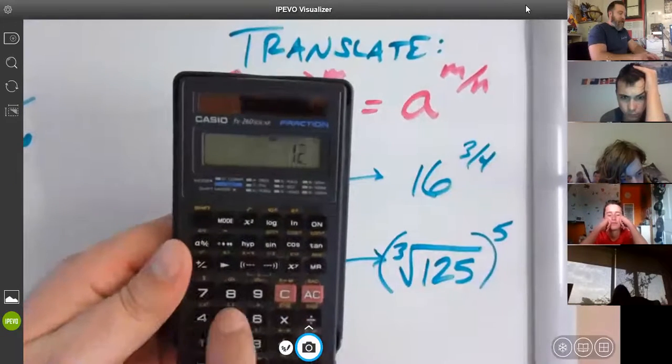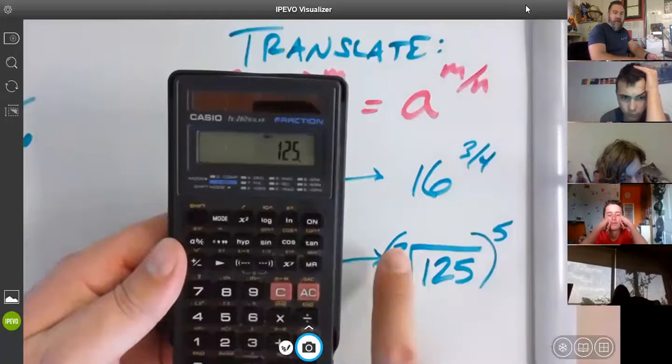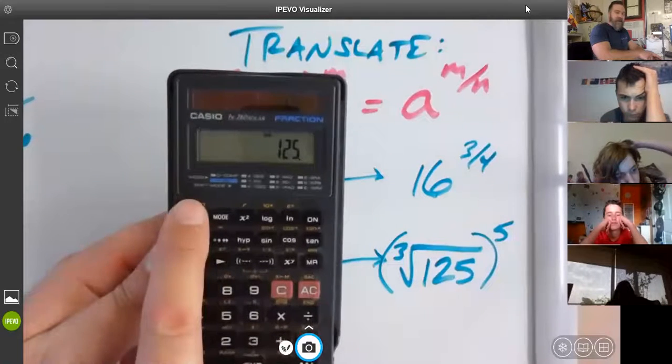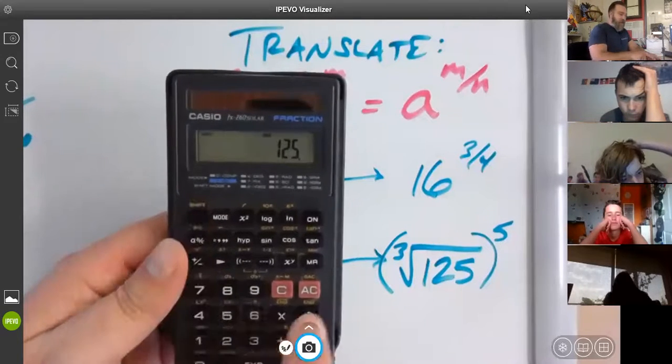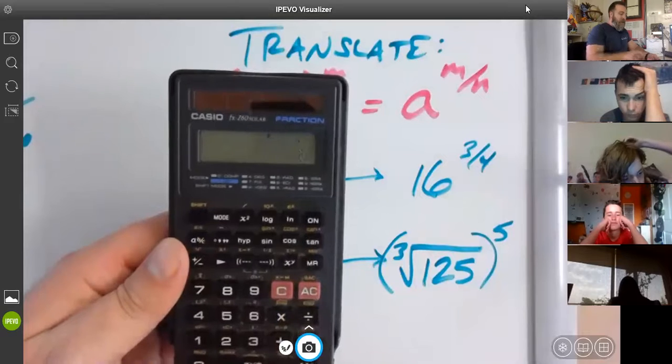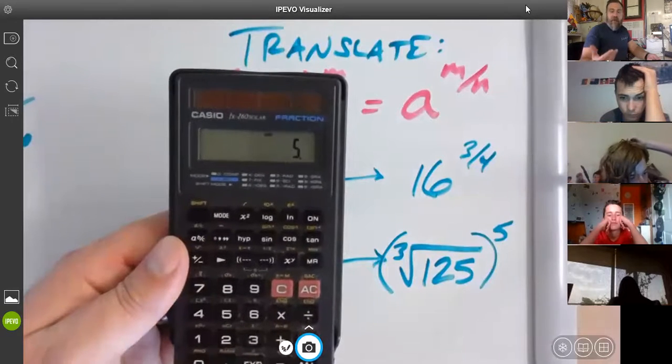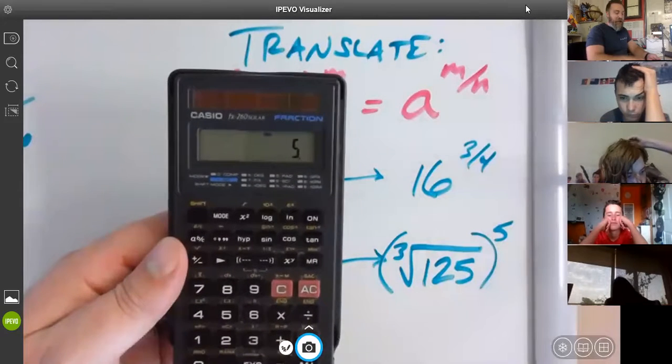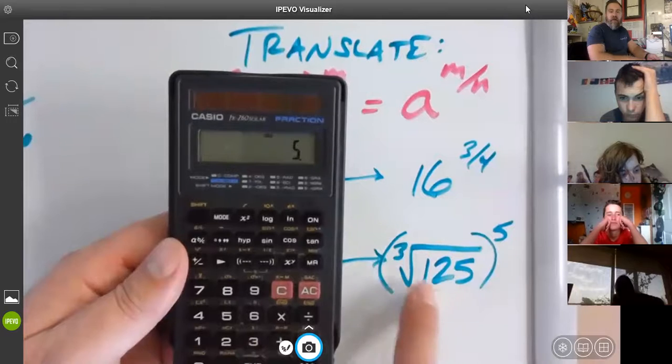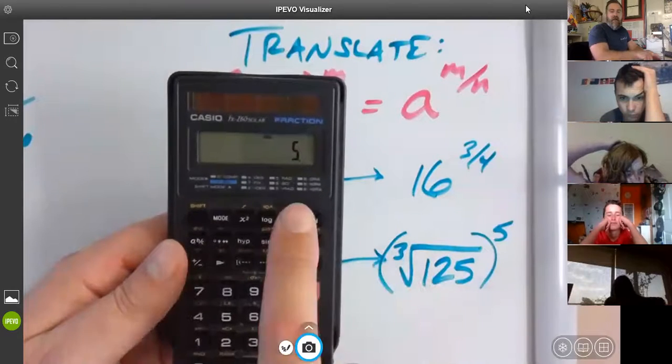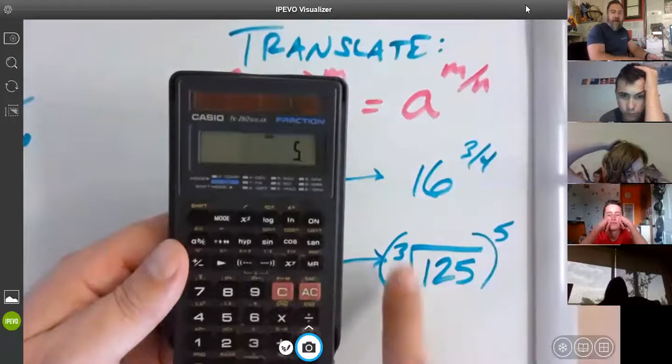So I would do my 125, and if I'm taking the cube root, I have to use my secondary function, cube root, and I get 5. I can confirm that 5 times 5 times 5 should get me back to 125. So the cube root of 125 is 5. So that piece is done.